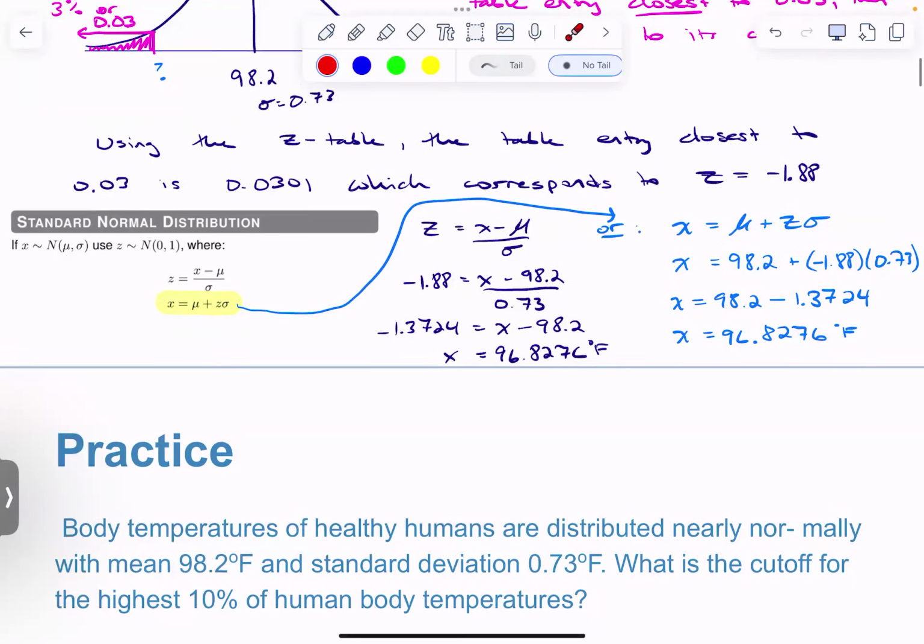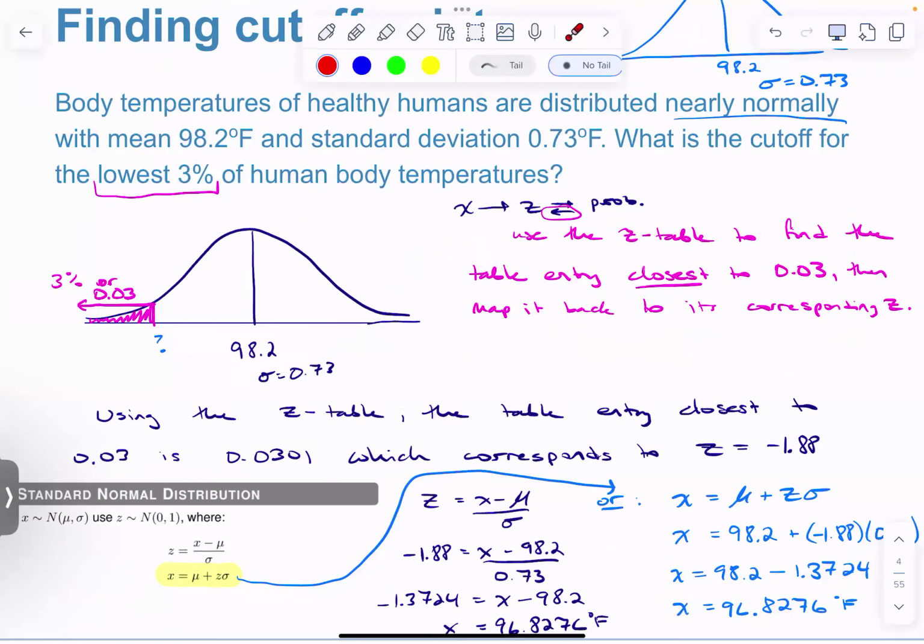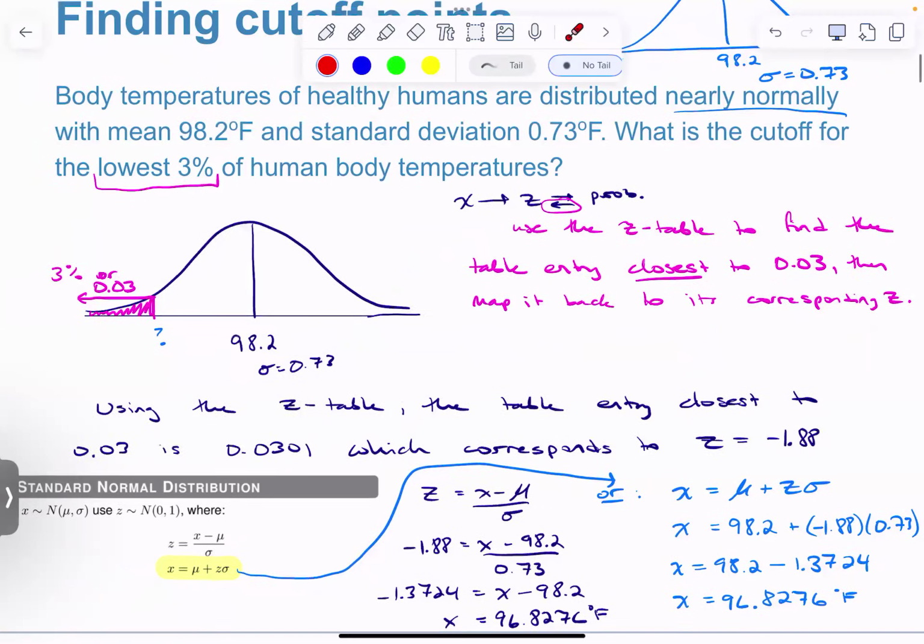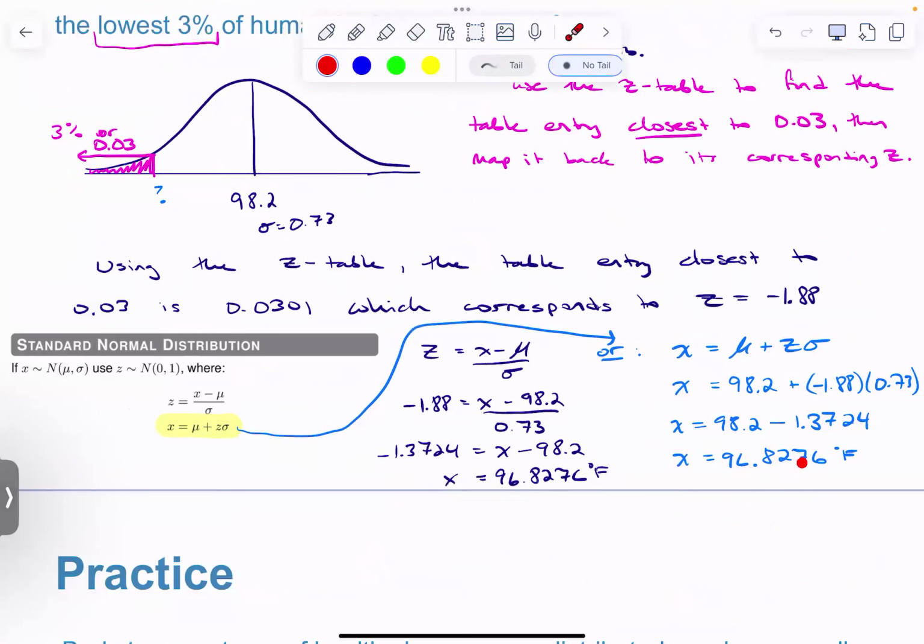So then the temperature that corresponds to the lowest 3% of human body temperatures is going to be 96.8276 degrees Fahrenheit or less, right? I don't have room to write it out, so that's okay. Usually for these, as long as you get that X, I'm happy. Any questions about that one? Okay.